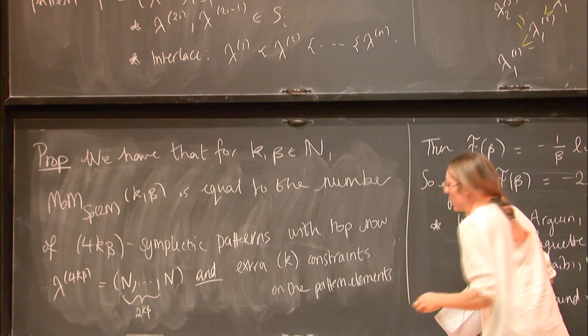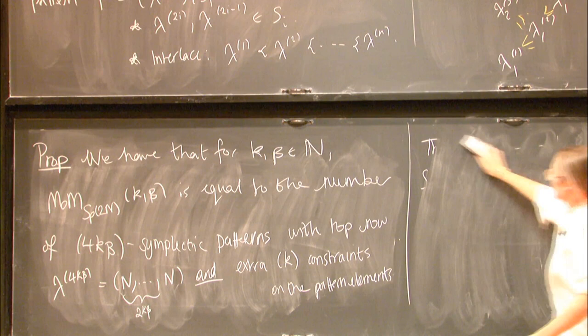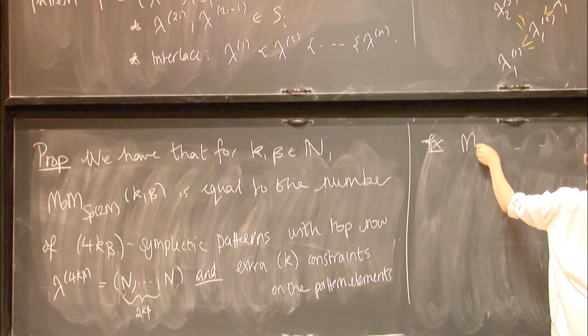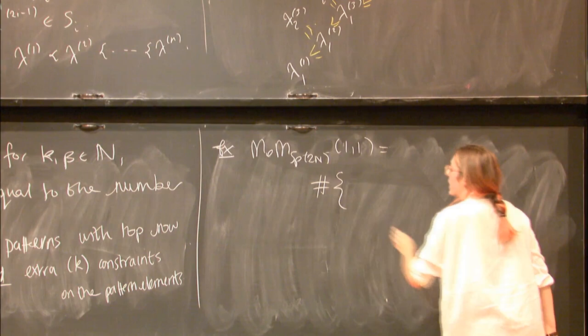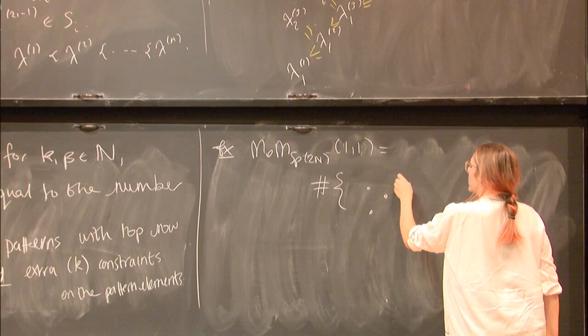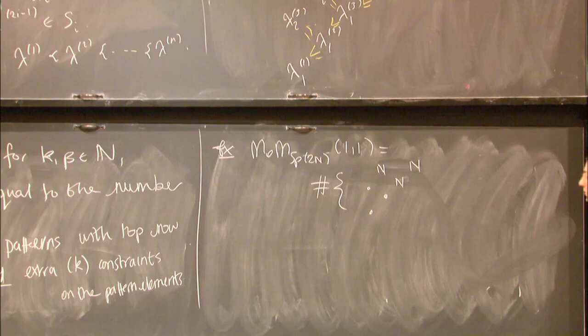So I'll give a very brief example to make that a bit more concrete, so you can see how the extra constraints come in. For example, if you want to calculate the simplest moment of moments for the symplectic case, this proposition says that that's equal to the following number. It's the number of 4 long symplectic patterns which have this shape, such that the top row is n, which by the interlacing forces this element here to also be n. And let's call these elements, let's say, A, B, and C.